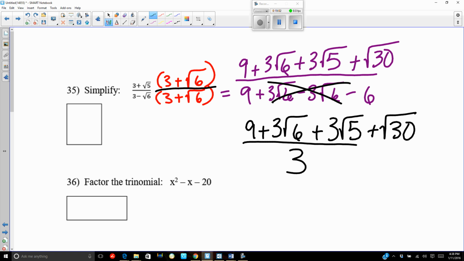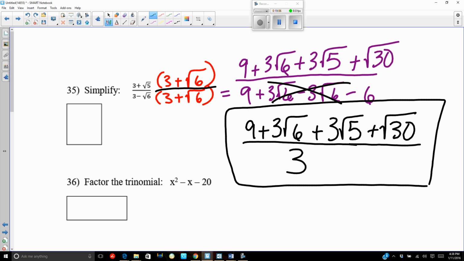So I believe, yeah, that's our answer. That's our complete answer. The 3's here would not reduce. The only reason they wouldn't reduce is because there's no number in front of radical 30 that's divisible by 3. If there was, they all could reduce.